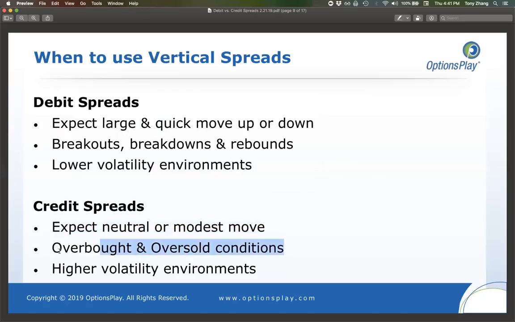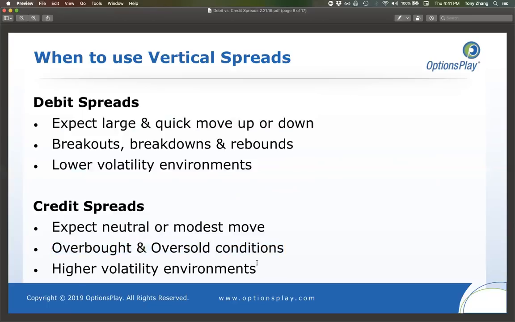So for those of you that are technical analysts, you want to utilize credit spreads when you've identified some kind of oversold or overbought condition. So for those of you that use technical indicators like MACDs, stochastics, or RSI, these are all momentum indicators that give you a sense for overbought or oversold. You can also use tops and bottoms, double tops, double bottoms, reversal patterns. These are all ways to identify points of reversal, and those are the ideal times to enter a credit spread.